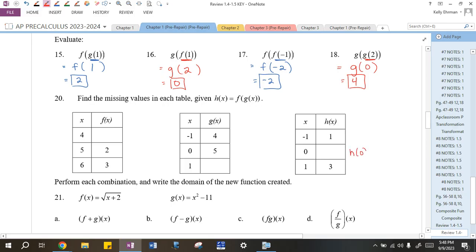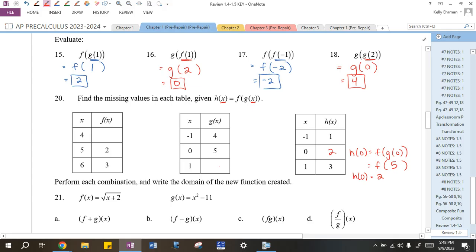I want to find h of 0. So that should be f of g of 0. So whatever x you put into h, that's the x that you're starting out putting into g. Then work on the inside. What is g of 0? So when the input is 0, g's output is 5. When the input is 5 for f, the output is 2. Therefore, h of 0 is equal to 2.